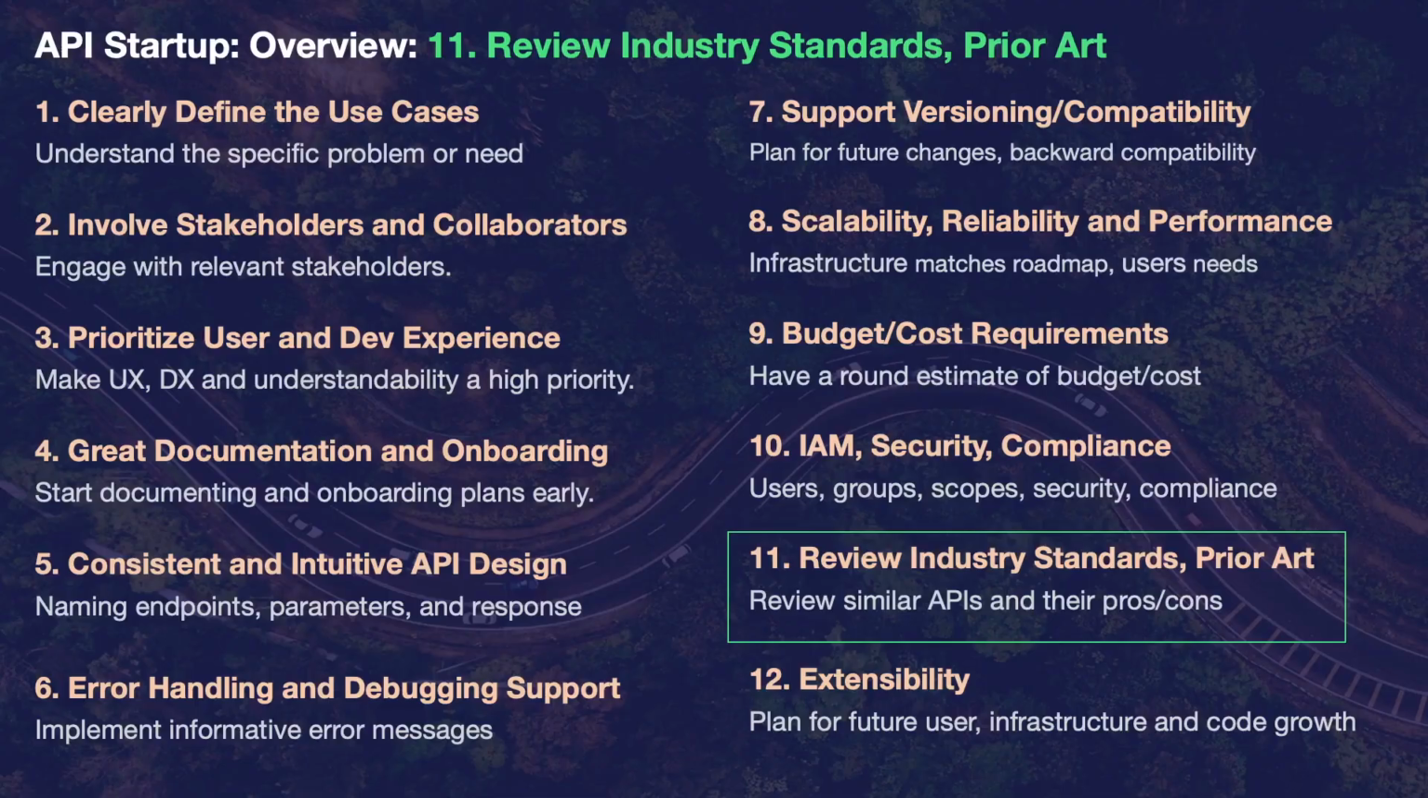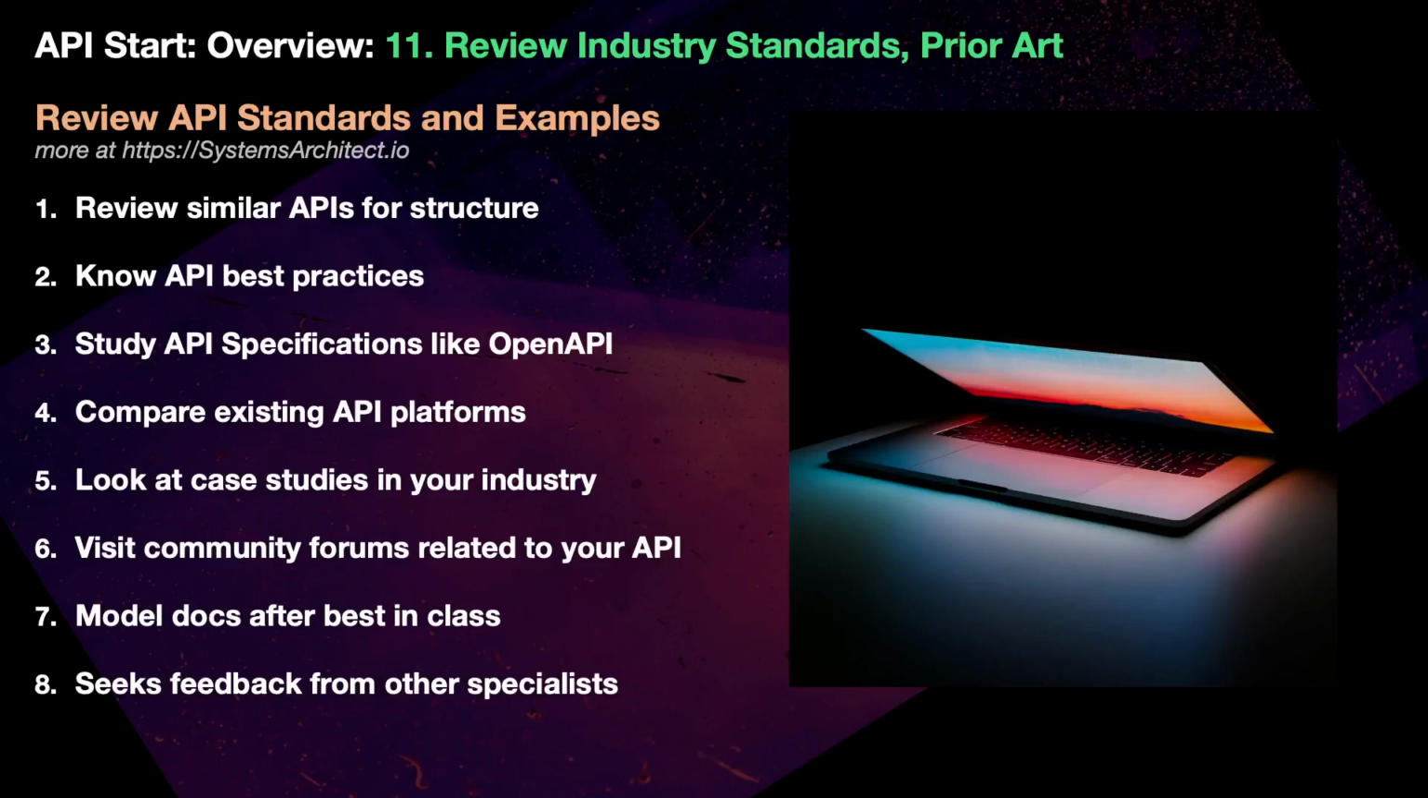Review industry standards and prior art. Review similar APIs and their pros and cons. You can get a great head start by reviewing API standards and looking at examples that are already out there. Review similar APIs to get an idea of their structure and some of the options that they're using. Know API best practices. Study API specifications like OpenAPI. Compare existing API platforms for features. Look at case studies in your industry. Visit community forums related to your API. Model documentation after best-in-class documentation you can find, and seek feedback from other specialists.